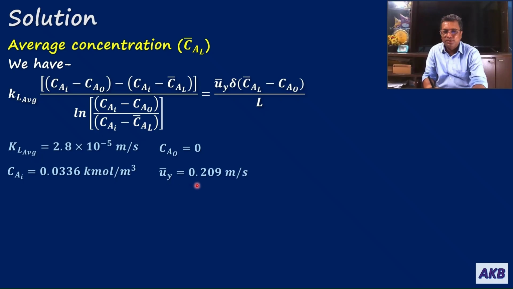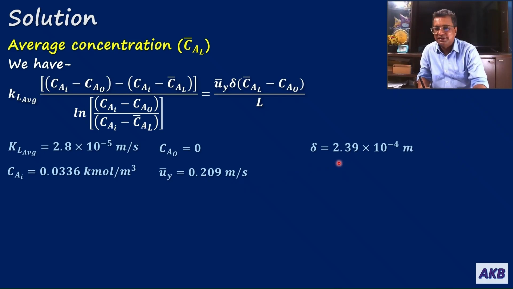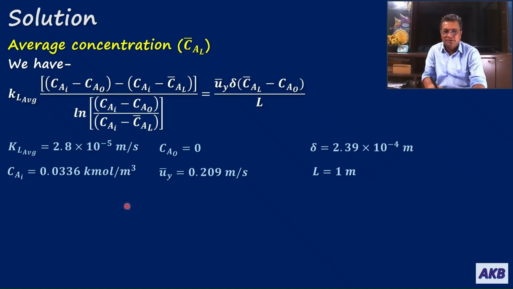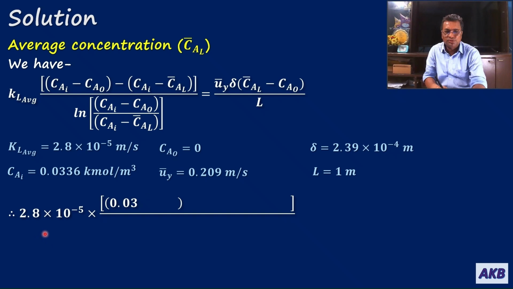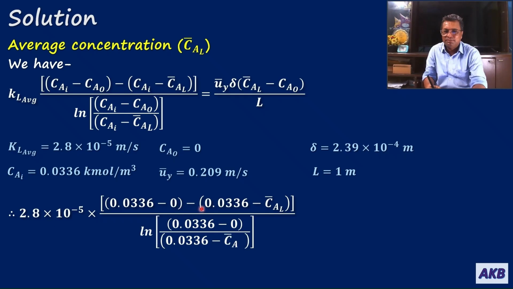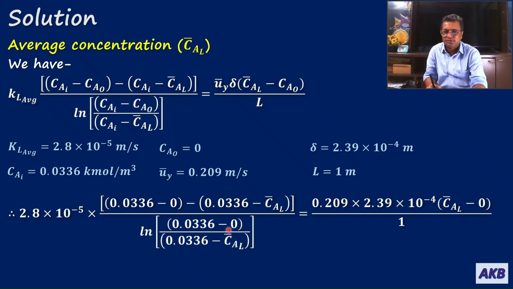And then UY bar, we calculated it earlier. It is 0.209 meter per second. Delta, we calculated it earlier. It is 2.39 into 10 to the power minus 4. And L is 1 meter. So we just have to use these values. So it will be 2.8 into 10 to the power minus 5 into 0.0336 minus 0 minus 0.0336 minus CAL bar divided by ln of 0.0336 minus 0 divided by 0.0336 minus CAL bar. That is equal to 0.209 into 2.39 into 10 to the power minus 4 into CAL bar minus 0 divided by 1. Let us continue with this.